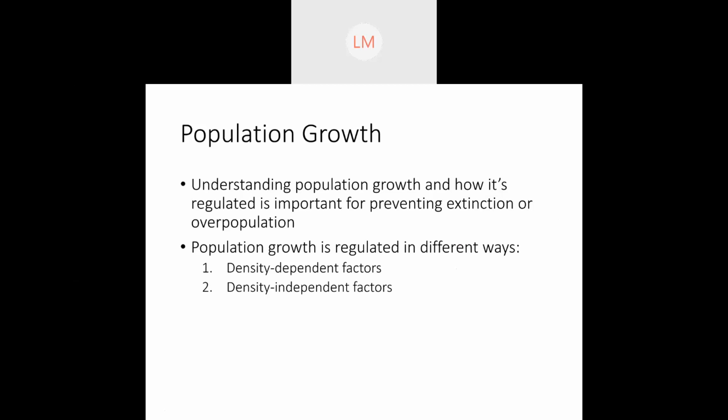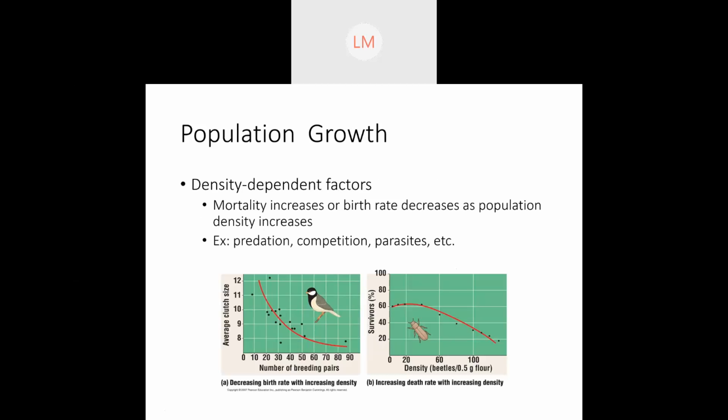So there are two general types of factors that we need to think about when it comes to population regulation. There are factors that are density dependent, so it depends on the density of the population. And there are some that are density independent. Density dependent factors are going to be factors where the mortality increases or birth rate decreases as the population density increases, right? So as our population increases, these growth regulation factors are going to become more intense. As our population grows, our death rate is going to increase or our birth rate is going to decrease.